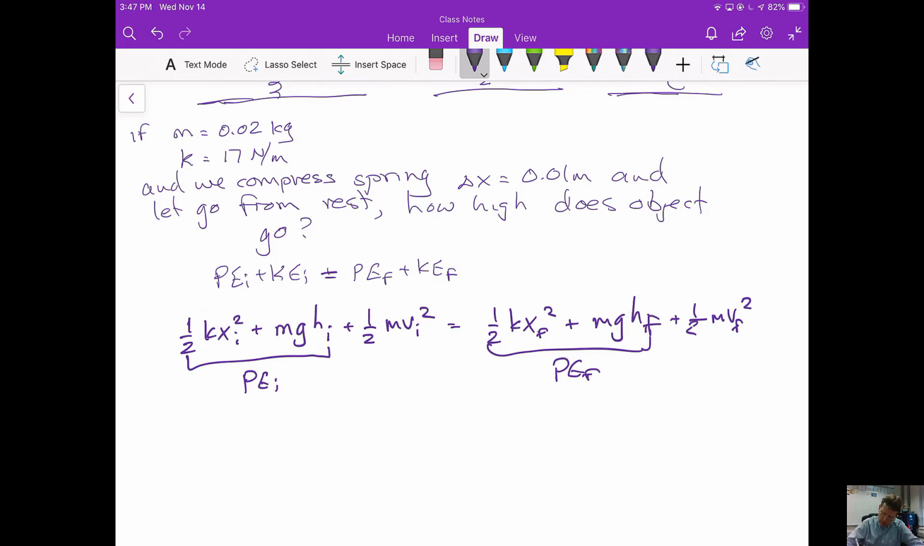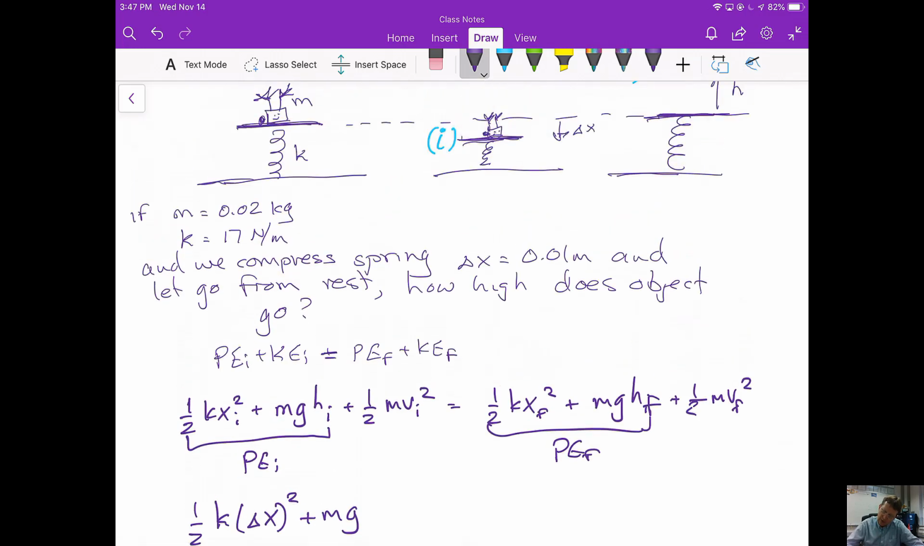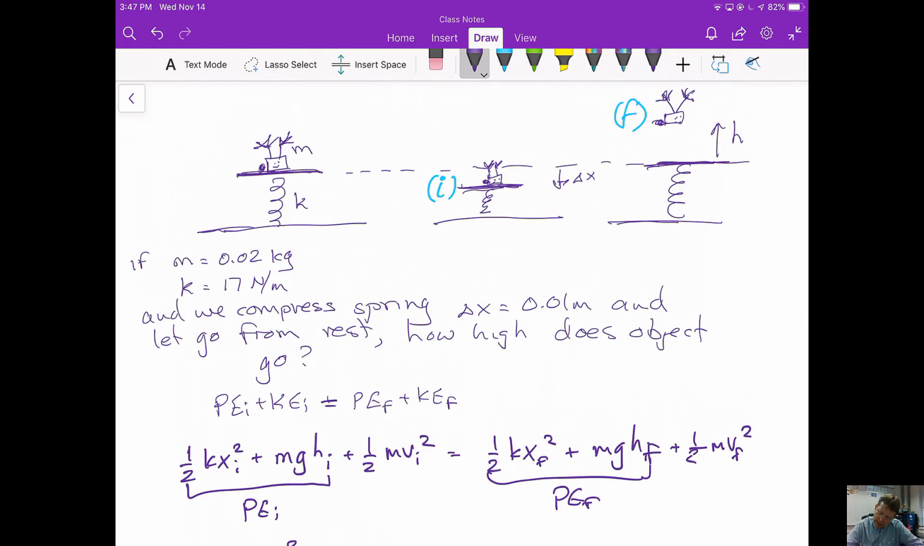So it was 1/2 k, we know the spring constant, just fill in with letters. Delta x is how far we've compressed the spring from equilibrium, doesn't matter whether it's up or down, plus mg. And what is h initial? Well, h initial depends on where we measure h from. We can either measure h from the initial position, or we can measure h from the equilibrium position, right? So there are two positions we can measure h from. This could be our h equals 0, or this could be our h equals 0.